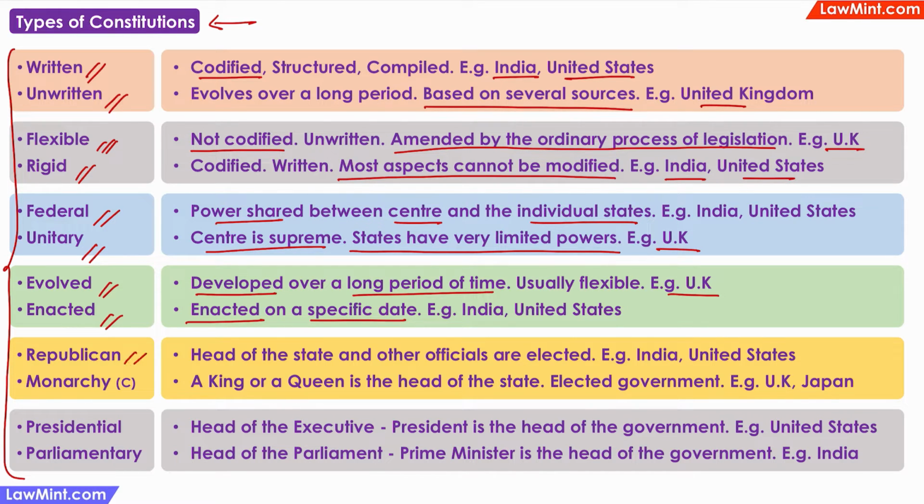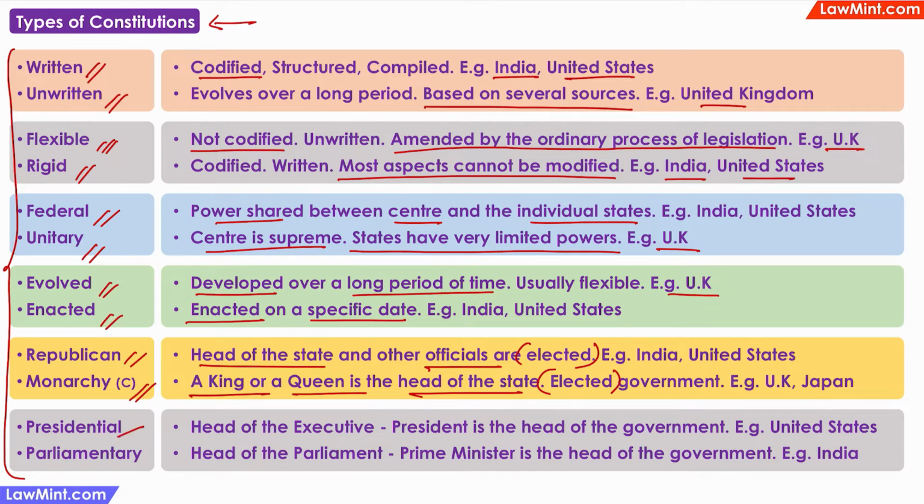It can follow a republican model, where the head of the state and other important government officials are elected by the citizens, directly or indirectly. It can follow a constitutional monarchy model, where a hereditary king or a queen is the head of the state and the other officials are elected by the citizens.